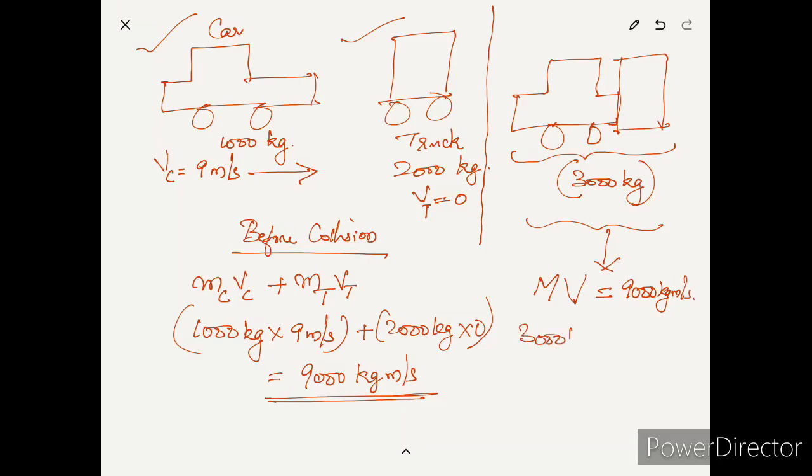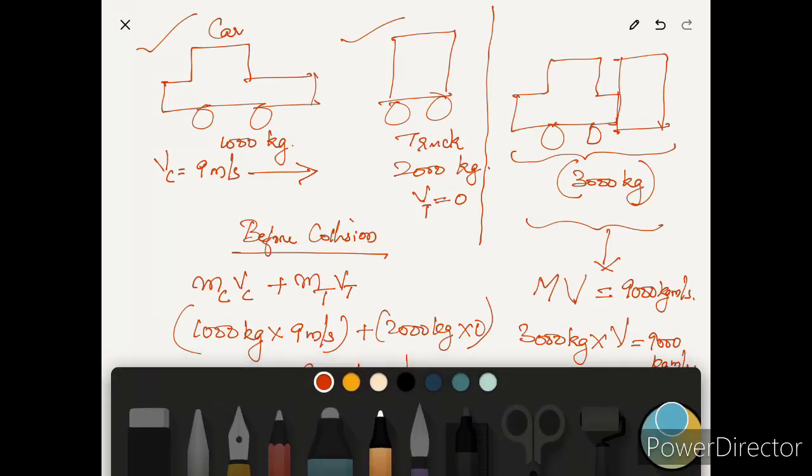We know that this total mass is 3000 kilogram into this V is 9000 kilogram meter per second. That is, this velocity V will be 3 meter per second.